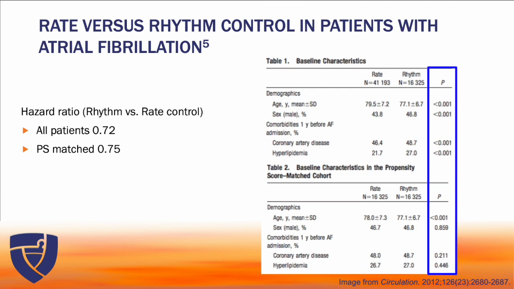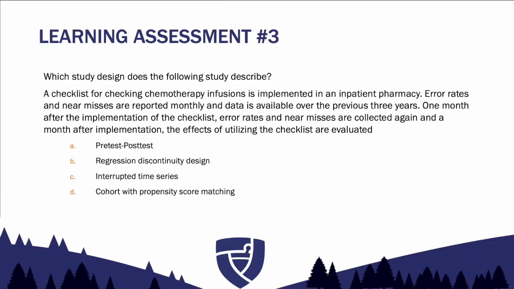You can see that after matching, there were fewer statistically significant differences noted in baseline characteristics, which is the purpose of propensity score matching. Next, we'll move on to our third learning assessment question.